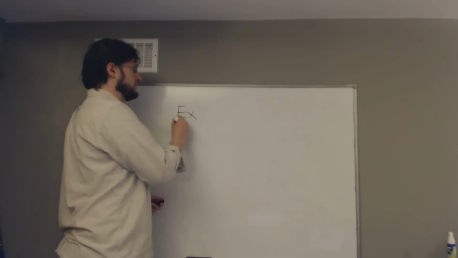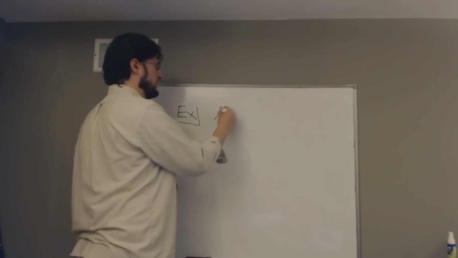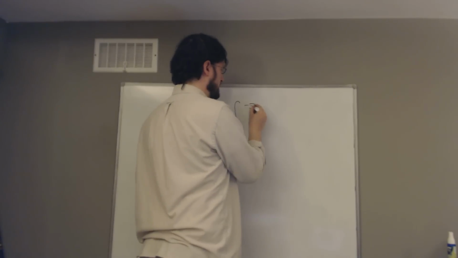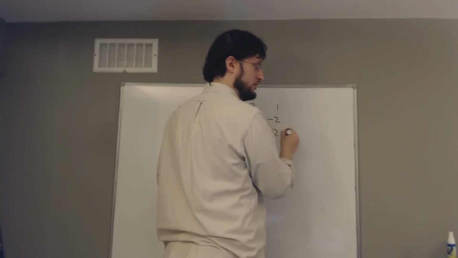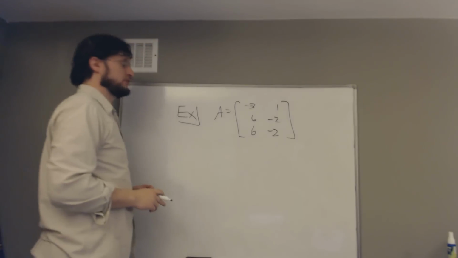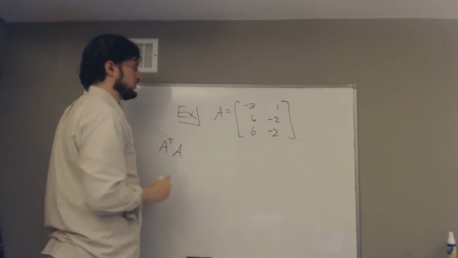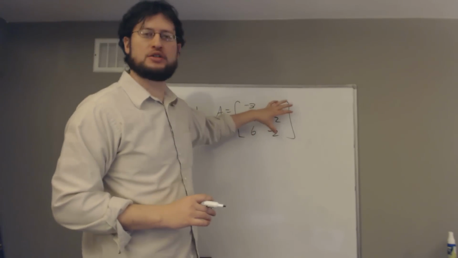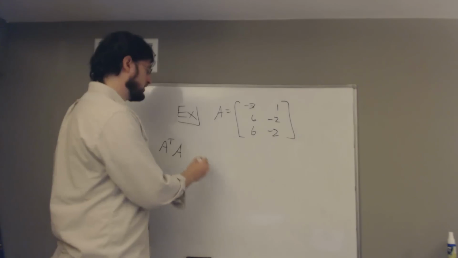Okay, so one last example of these, a final situation that can occur. Let's look at the matrix A, which is minus 3, 6, 6, 1, minus 2, minus 2. So we're starting with A. Again, we look at A transpose A. Just as last time, since A is 3 by 2, we'd have a 2 by 3 times a 3 by 2, which is a 2 by 2 matrix.